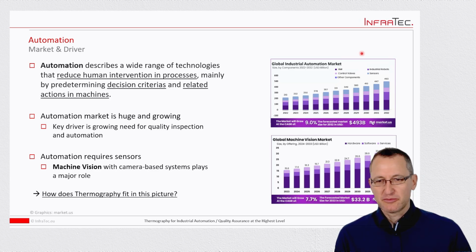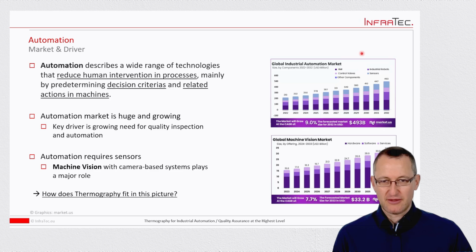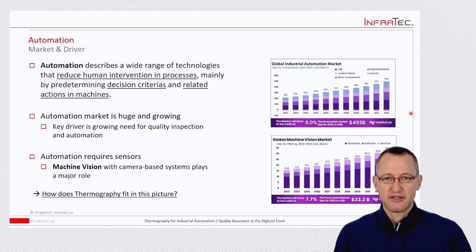This automation market is a huge and growing market, and the key driver is the growing need for inspection and automation, first of all to reduce cost and also to improve quality. In order to automate things, sensors are required. Machines need inputs to make decisions, and machine vision with camera-based systems plays a major role in that automation. On the right side, we can see some charts. I don't want to go into the details, but we can see that the automation market and the machine vision market are expected to grow even more in the future.